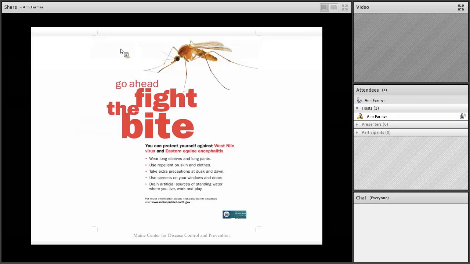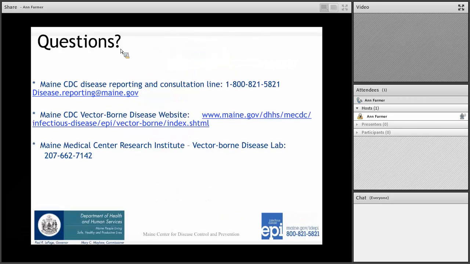This is our Fight the Bite message. This is just a reminder of the things you can do to protect yourself against West Nile and Triple E. So again, wear long sleeves and long pants, use repellent on skin and clothes, take extra precautions at dusk and dawn, use screens on your windows and doors, and drain artificial sources of standing water where you live, work, and play.